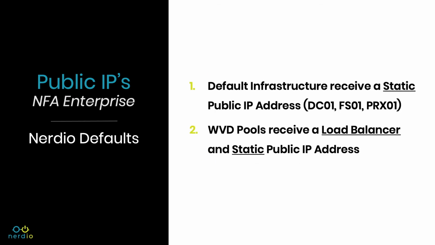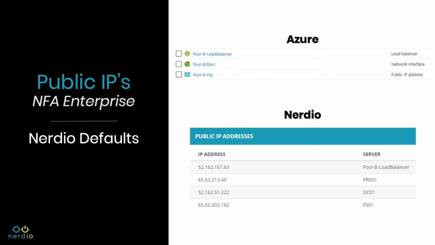So when we think about the Nerdio defaults, all of the three primary infrastructure servers will receive a static public IP address when they're created. That's DC01, FS01, and PRX01. WVD pools, when created, will receive a load balancer in Azure, as well as a static public IP address associated with that load balancer. What that means is, right, we've got multiple hosts in the container that is the pool, so we need all of those hosts to go out through the same single static public IP object, and so that's where the load balancer comes in.